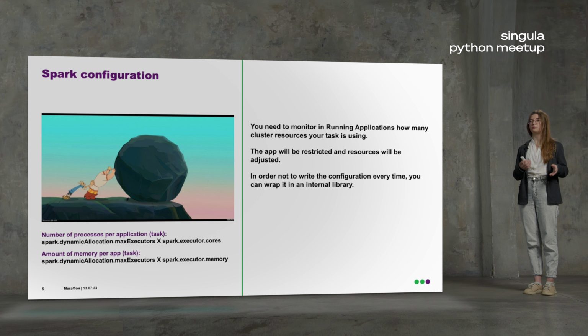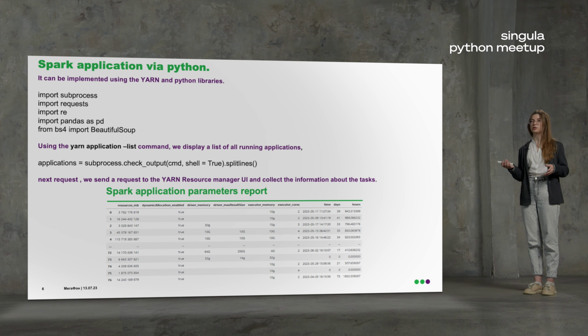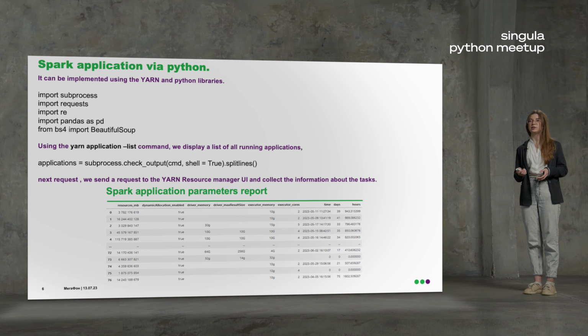Now let's talk about monitoring. If you have access to a running application, you can get a report with the parameters of the Spark application that you are interested in. This can be done using Python methods. You will need the subprocess library to access YARN and display a list of applications using the yarn application list command, the requests library to access the YARN Resource Manager UI, the BeautifulSoup and re libraries for site parsing, and the pandas library for generating the report.